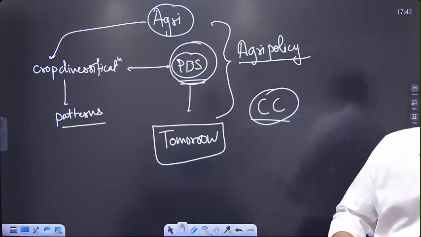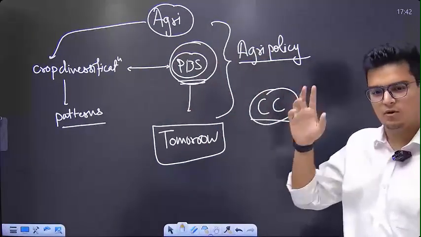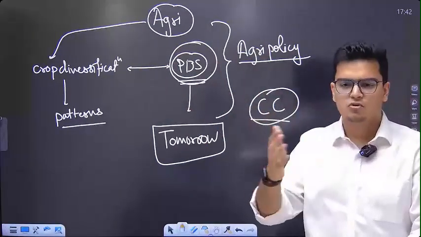Right? All right. So we will just do the issue of PDS, crop diversification and agri policy next time, and we will move on to the issue of environment.